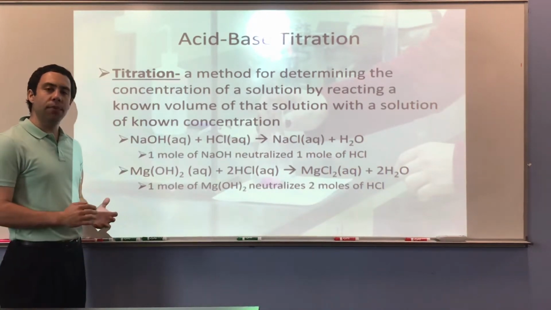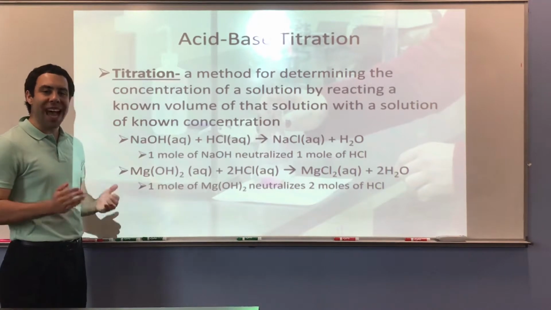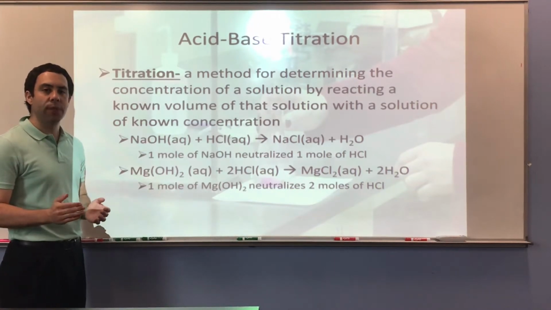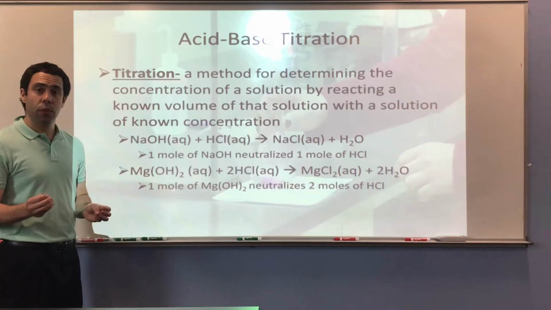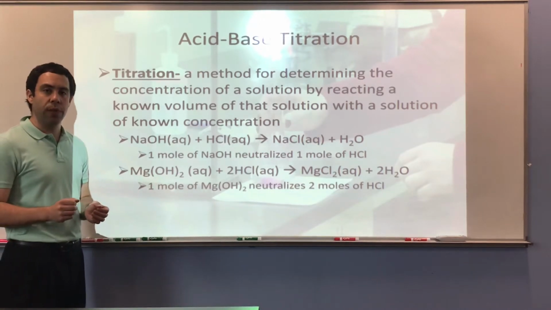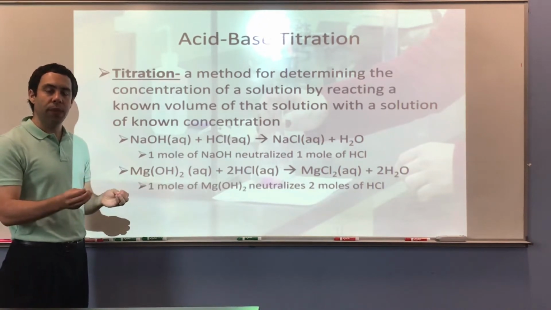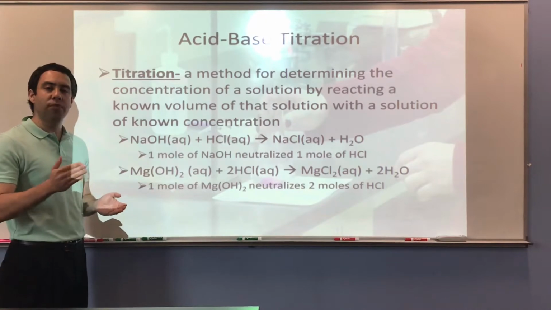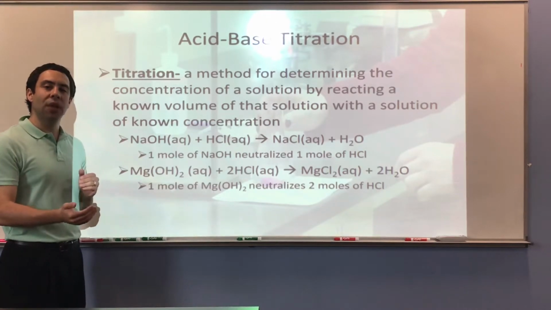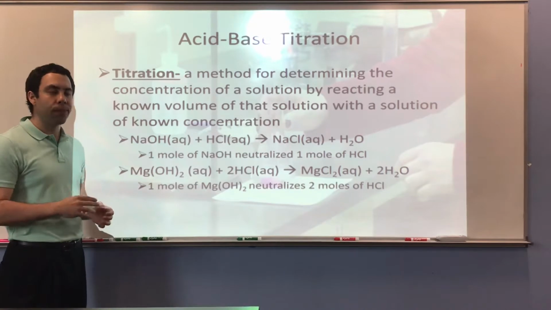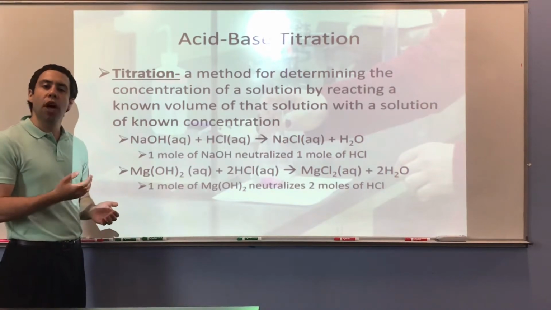So, for example, if we had an acid but we did not know the concentration of that acid, we could take a base, which we did know the concentration, we could neutralize the acid, and depending on how much base we used, we could calculate the concentration of the acid. I know it sounds confusing. We'll do a couple examples together.